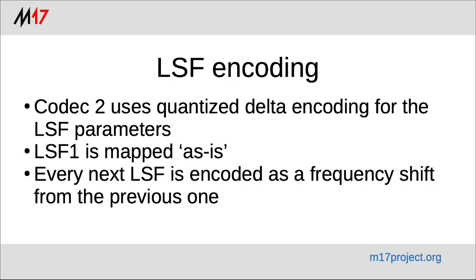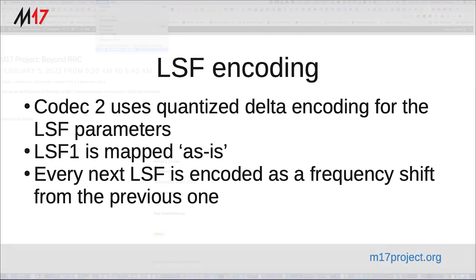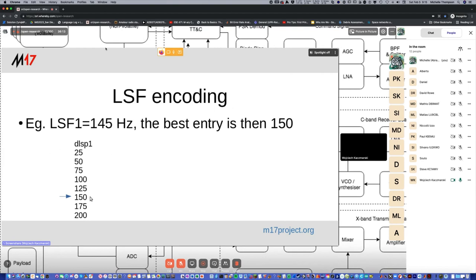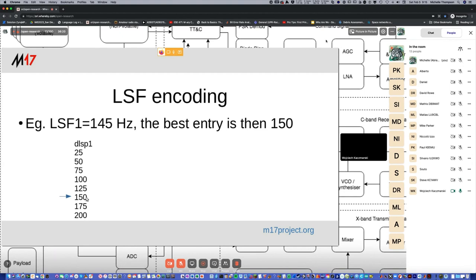So we look it up in the table, in the codebook. For example, let's say that the first LSF was 145 Hz. So the closest one is 150. And what codec 2 does is it subtracts the input from every codebook entry and sees what's the difference between them and picks the one that is the closest one to the input. So in our case, it's 150.